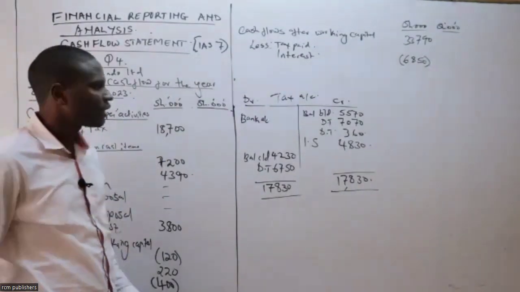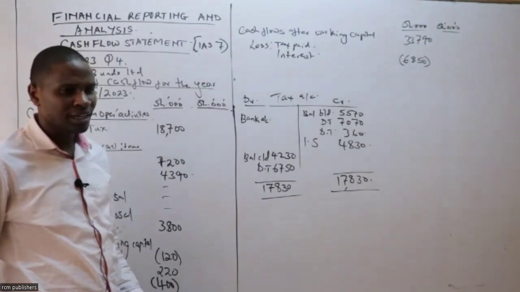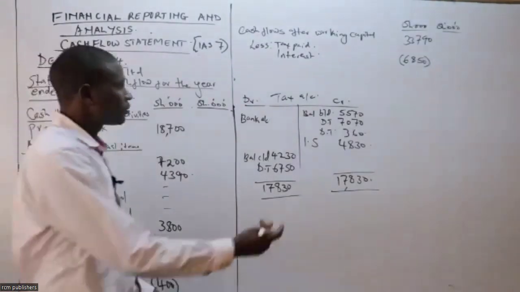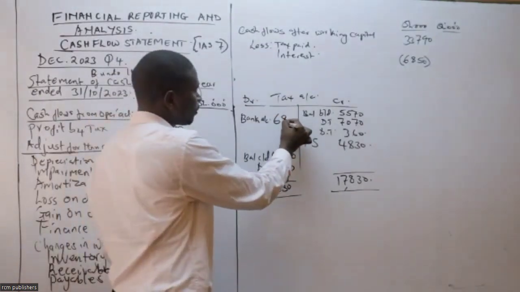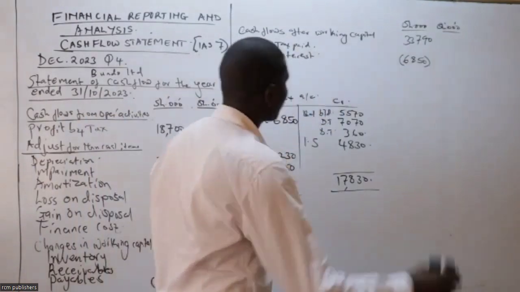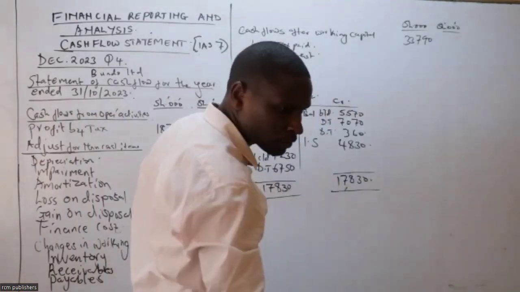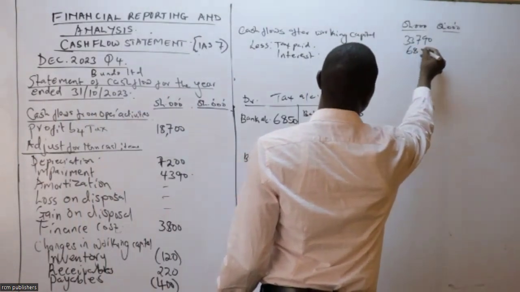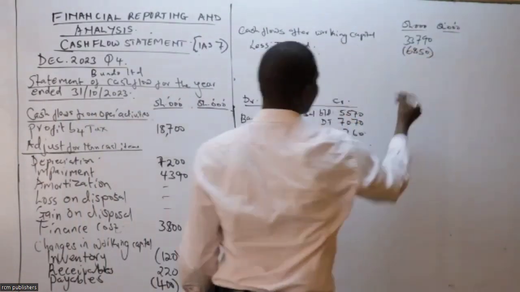Oh, so that was the tax. Okay. 6850. What about the... so that was the tax. All right, thank you. So that was the tax paid, 6850. What about the interest?